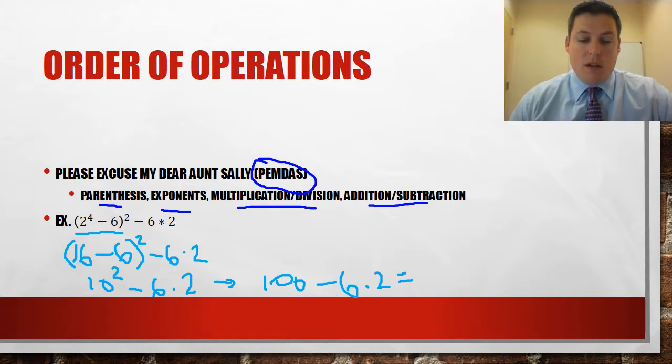And now we want to multiply or divide because there's no more parentheses or exponents. We have 100 minus 12. We're left with one operation, so you can just go ahead and finish. We should get 88 as our answer.